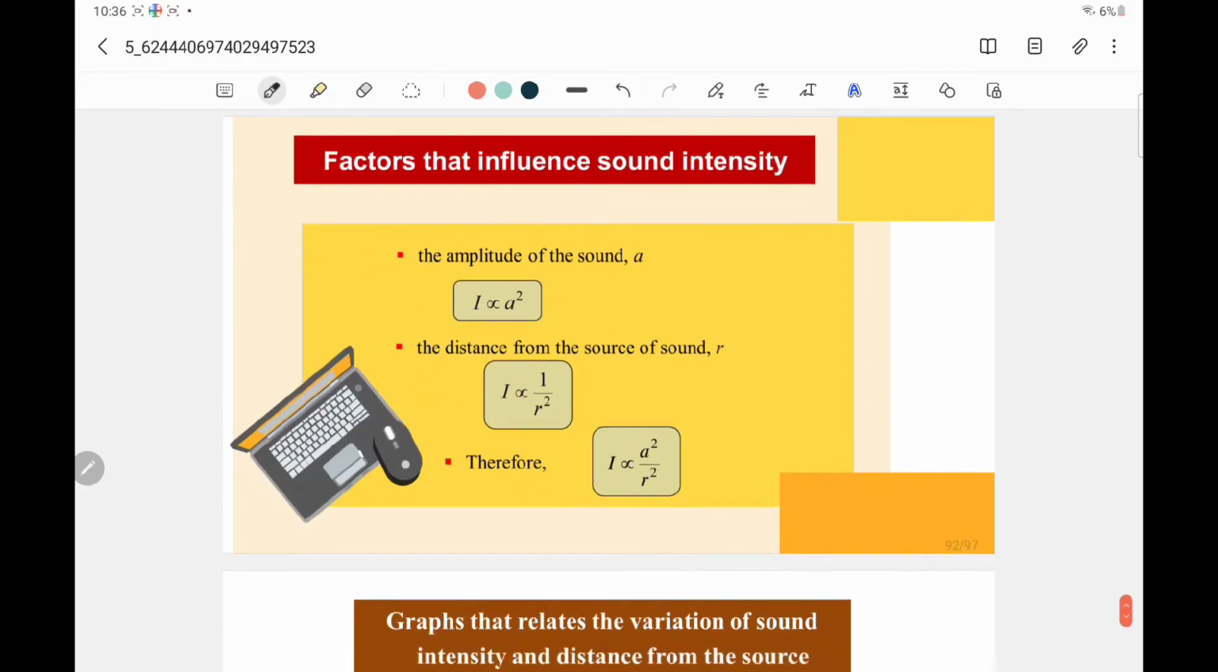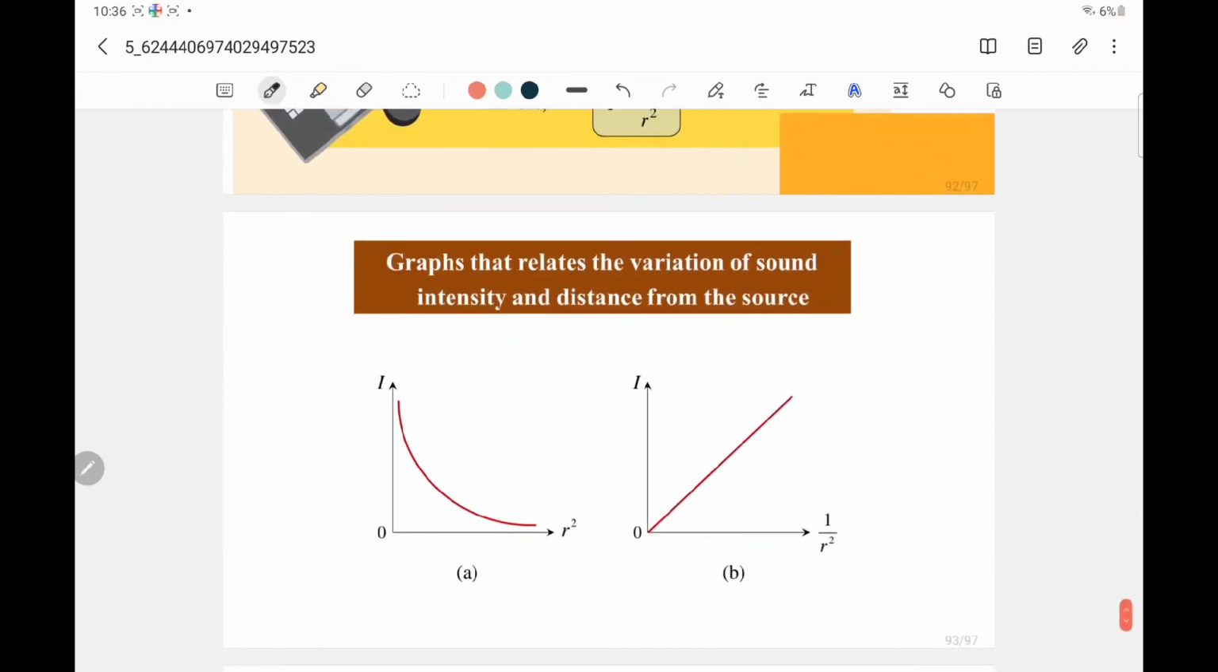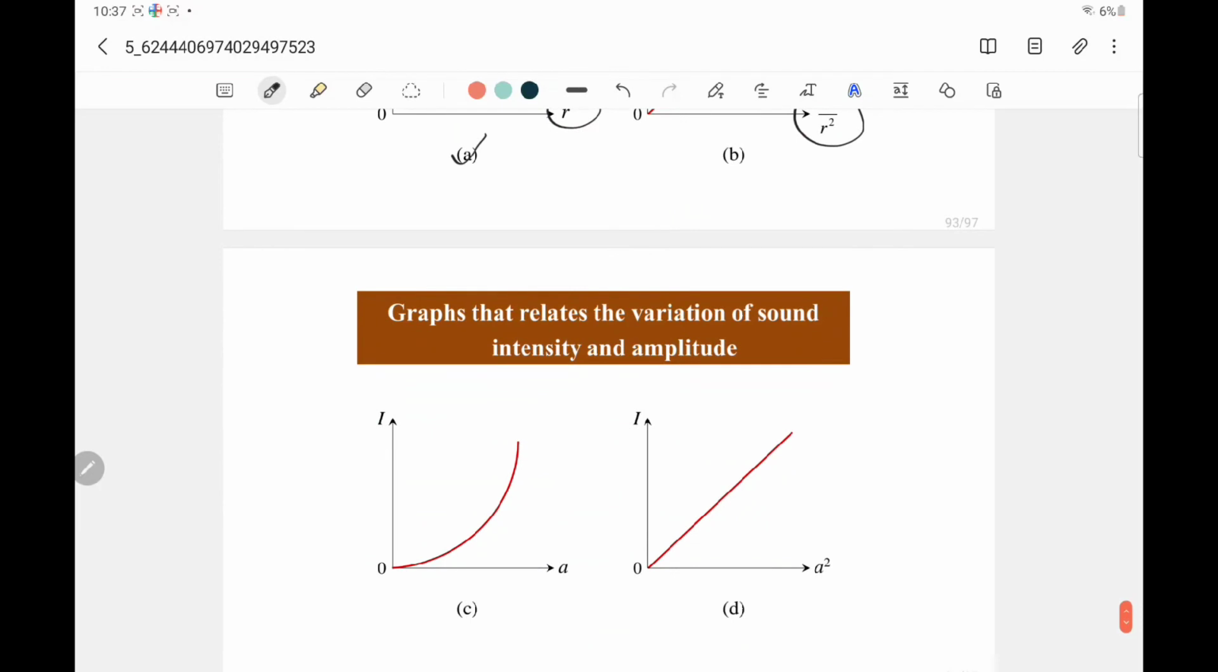The factors that influence sound intensity: first we have amplitude, where the sound intensity is directly proportional to amplitude squared, and the distance from the source, where the sound intensity is inversely proportional to distance squared. So this is the graph that relates the variation of sound intensity and distance. We have graph A, I versus r², and graph B, I versus 1 over r². This graph relates the variation of sound intensity and amplitude. We have sound intensity versus amplitude for graph C, and sound intensity versus A squared for graph D.